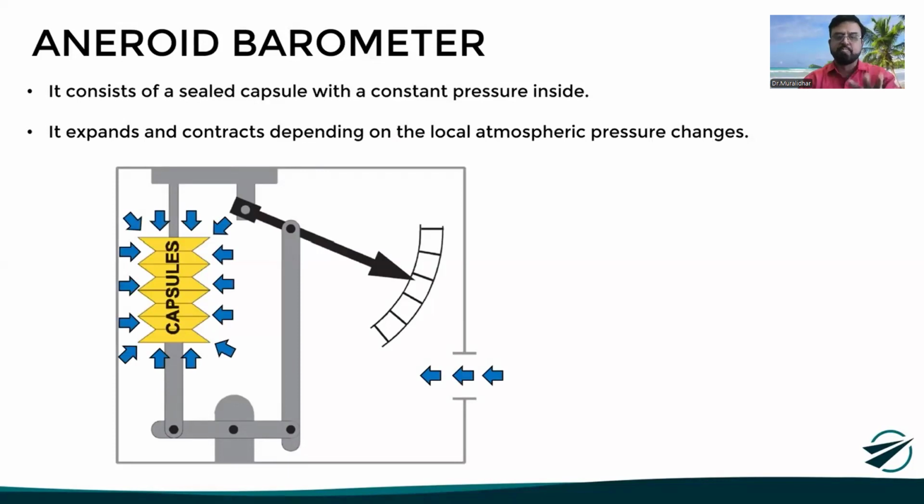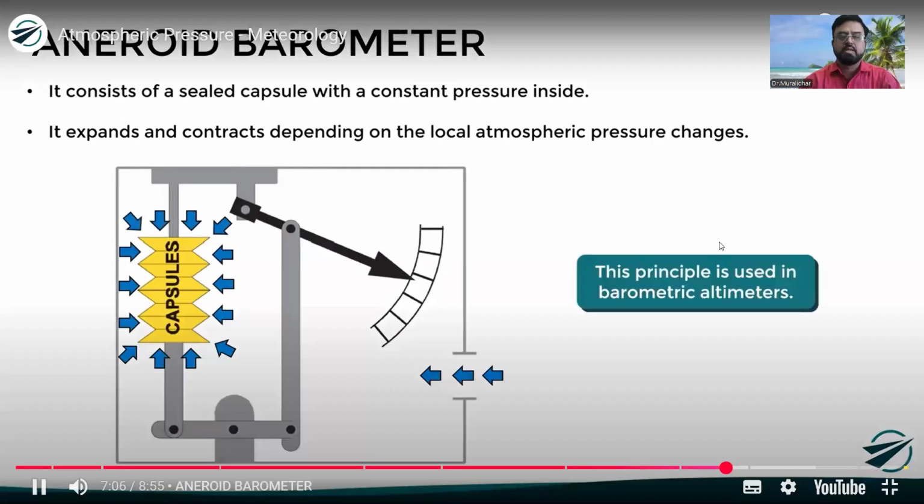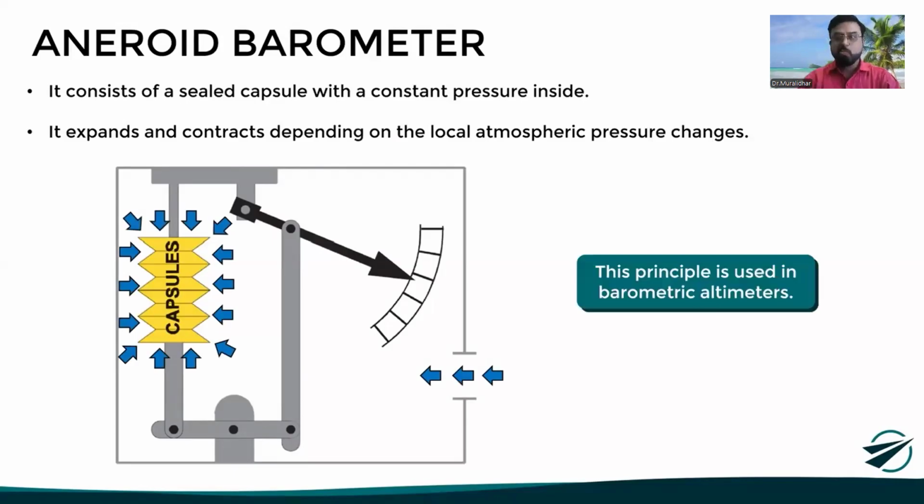That is an important setup, since this capsule is connected by means of gears to the needle on the dial, and the corresponding value of the atmospheric pressure will be indicated. In fact, this exact same principle is the one used by barometric altimeters, but instead of indicating the pressure, they are calibrated to indicate the corresponding altitude.